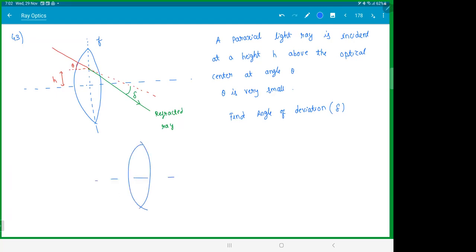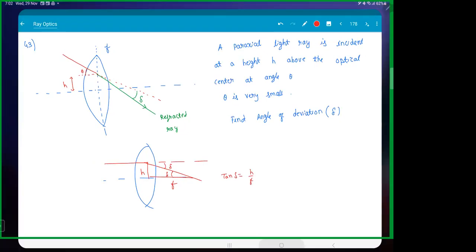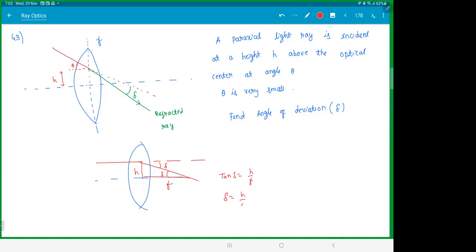When you put theta 0, the light ray would go like this. So this would be the focus. The light ray was supposed to go like this. This was h. Then this will be the deviation. So this is delta. So tan delta will be h by f. Since it is very small, you can take approximately delta is h by f. Make sense? We can do this.